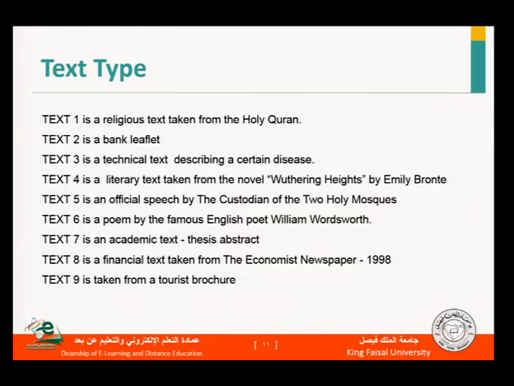Text 2 is a bank leaflet. We talk about online banking, passwords, usernames, links, everything. We are talking about another text which is totally different from the first one. Okay, text 3 was about a technical text describing a certain disease.